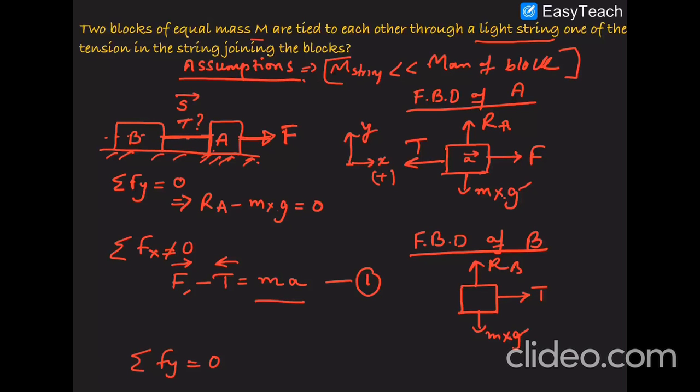Similarly, as it is moving, you can also have the acceleration of the wires, but as the mass of the string is negligible, we are not considering the acceleration of the string. Okay, so this is the first equation that we encounter: F minus T equal to ma.